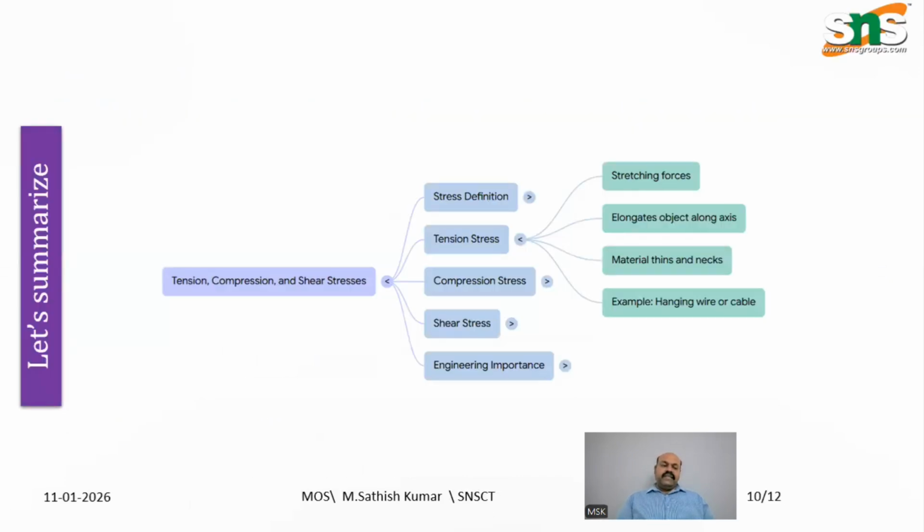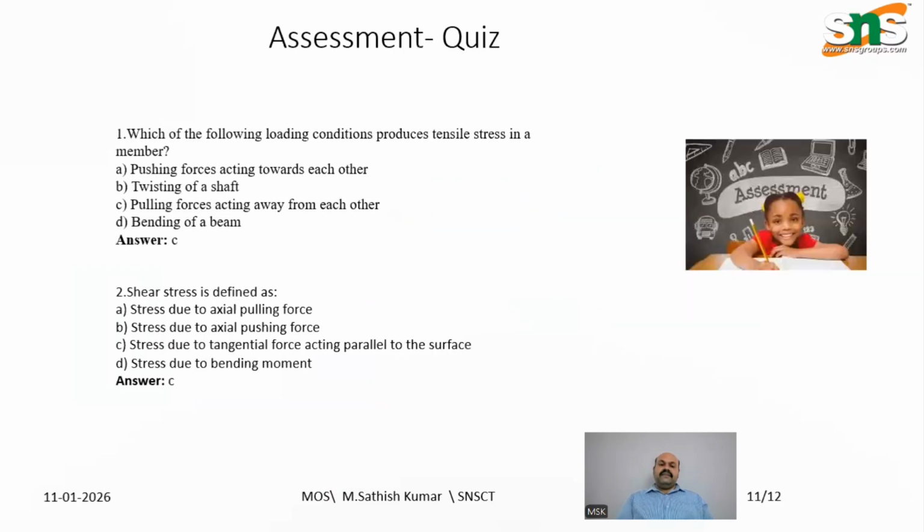So this is a small mind map to remember what we have discussed so far. In this, tension stress is branched into stretching forces that elongate objects along the axis and thin the material, and the next example, a hanging wire or cable, should be remembered.